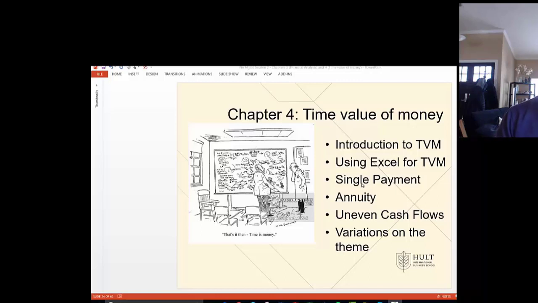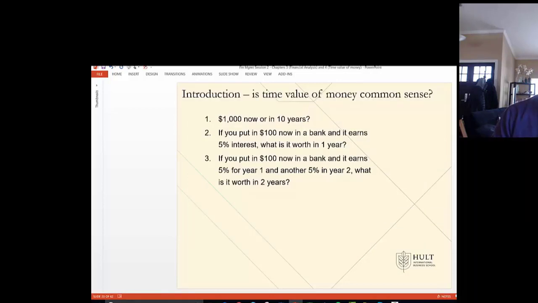Then we'll go through some scenarios, and they will be in three different types of patterns. One would be a single payment, the second would be a series of identical payments, and the third would be uneven cash flows. Finally, we'll wrap up with some other comments on other variations we often see in this field. Let's start with something very simple.